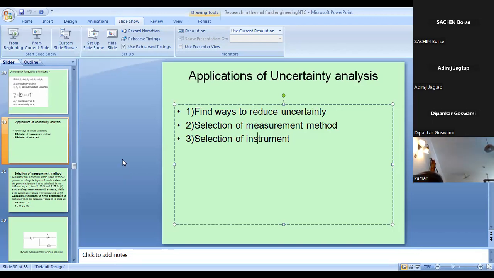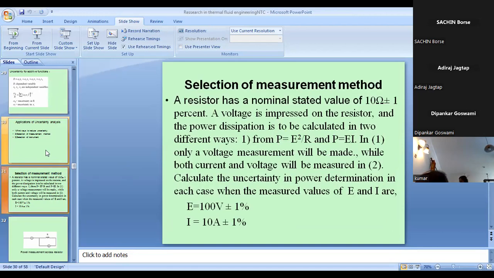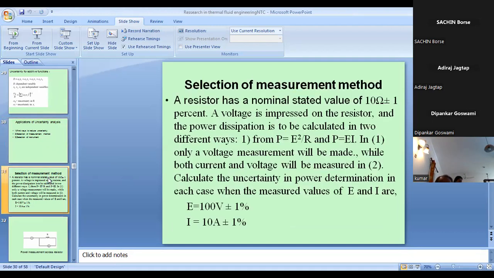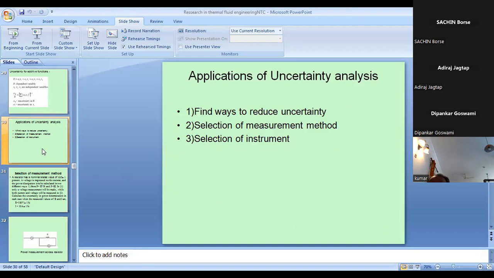We'll see in the next session. We'll take a 5-minute break, and in the next session we'll use this uncertainty analysis for various purposes like selecting the uncertainty, selecting the measurement method, or selecting the instrument. So we'll join back again in 5 minutes. Thank you.